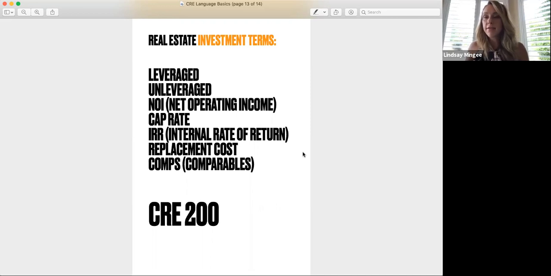If a property is leveraged, remember, investment is when you're buying a property. If a property is leveraged, that means you have financing on the property. So most of us, our homes that we live in are leveraged, right? Unleveraged means I own that property free and clear. I bought it in cash. The reason that we use those terms when we talk about investing in commercial real estate is because it is the basis for how we calculate what it costs you to own that property, right?